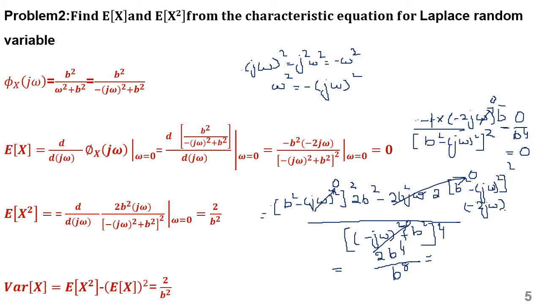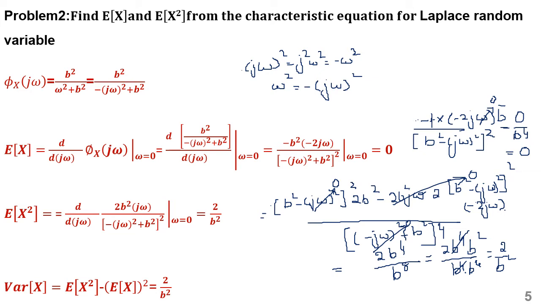So that gives me 2b to the power 4 into b to the power 4 into b square in the numerator, over b to the power 8. So one b to the power 4 will get cancelled out. So I am left with 2 divided by b square.